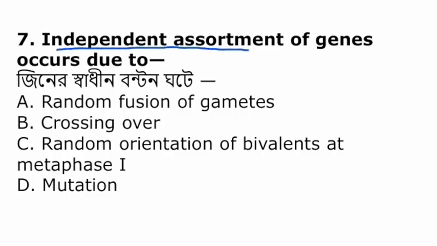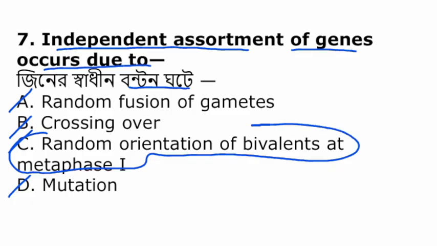Independent assortment of genes occurs due to — জিনের যে স্বাধীন বণ্টন ঘটে কখন? Random fusion of gametes, crossing over, random orientation of bivalent at metaphase 1, or mutation. So the independent assortment basically occurs due to random orientation of bivalents at metaphase 1.